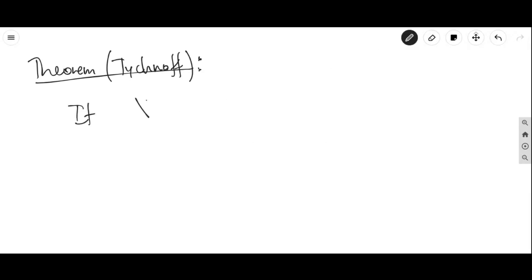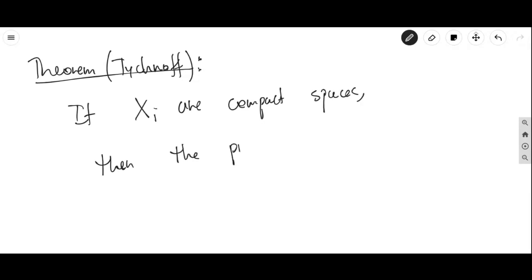It says that if the Xi are compact spaces, then the product space P is compact. I'm not going to write out P as a set; I'm going to define P more abstractly. It's that universal space with projection maps in the optimal sense. So there's this universal space P, and it's also going to be compact.